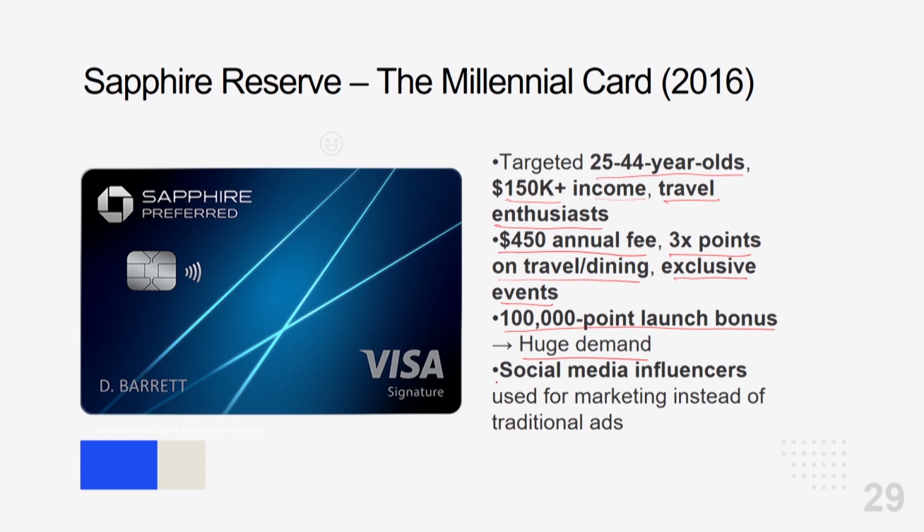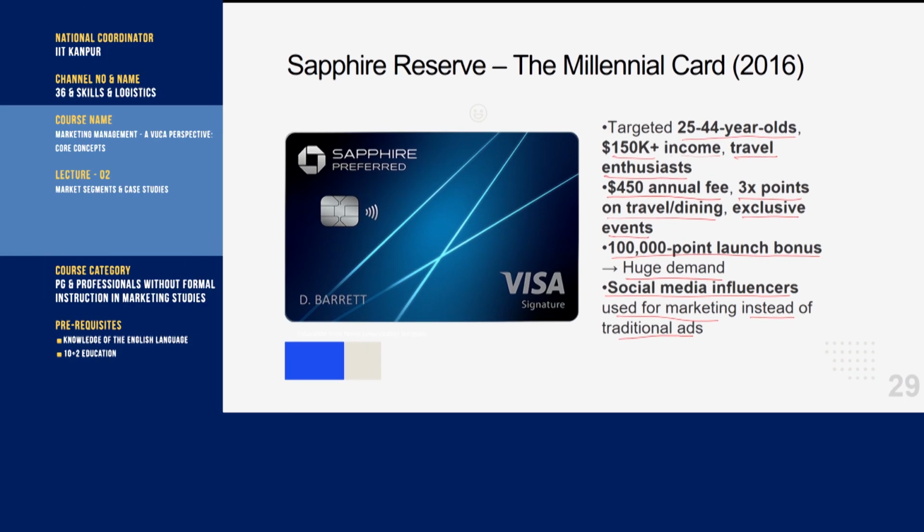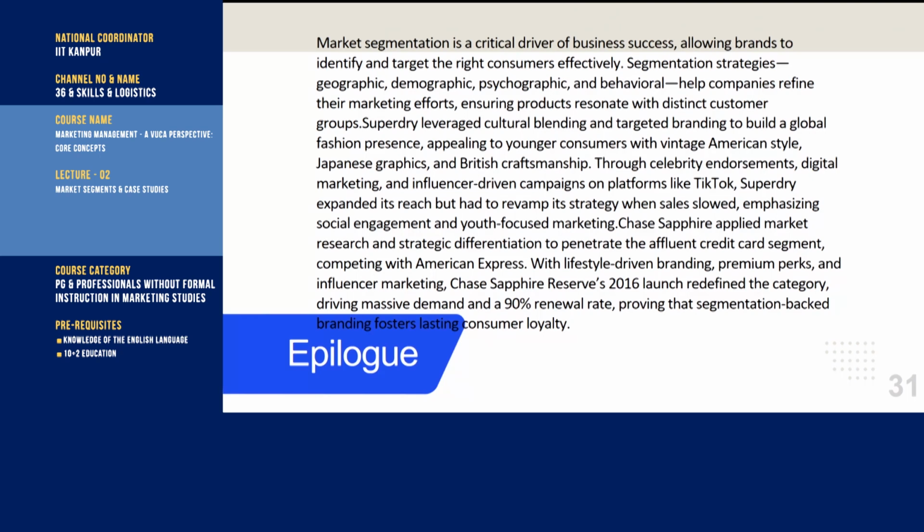In terms of social media, they used influencers for marketing instead of traditional ads. So this was the entire way in which they progressed, and that really gives us a fuller understanding of how marketing segmentation has worked in these two scenarios and overall as a complete offering set.